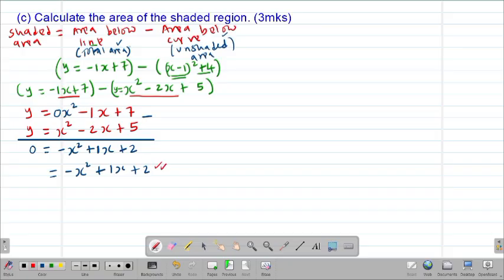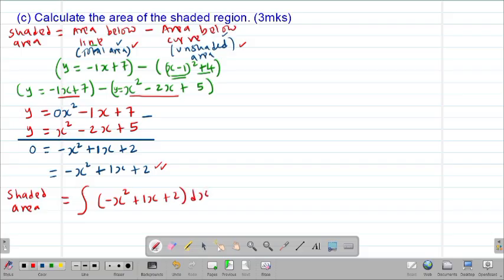So to get the shaded area, we are going to integrate the area which is being represented by the subtraction of the two, that is the line and the curve. Therefore, the shaded area will be equal to the integral of negative x squared plus 1x plus 2 with respect to x.